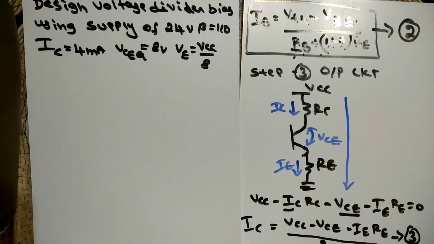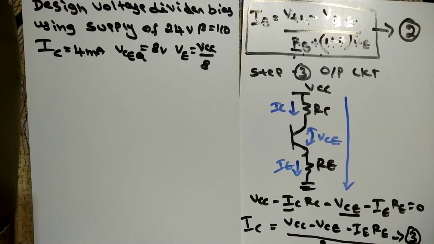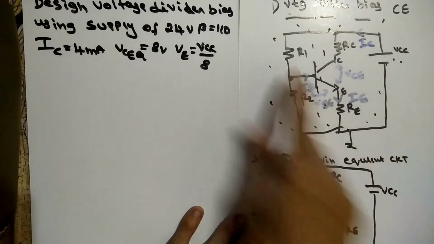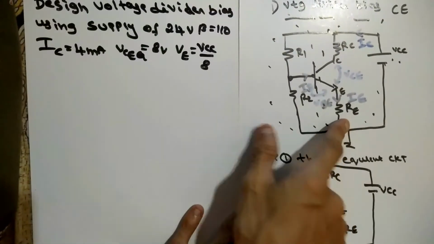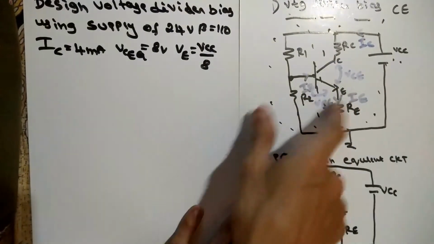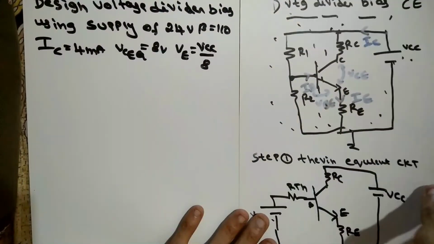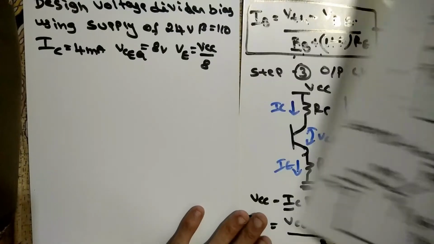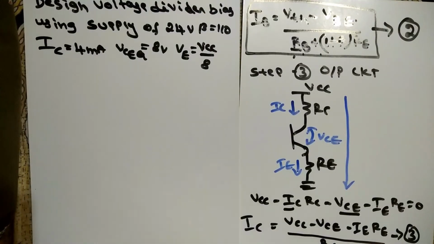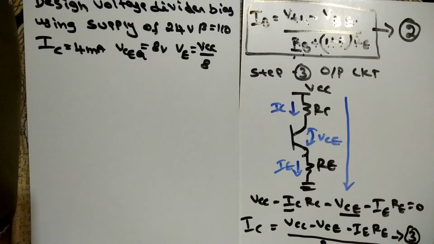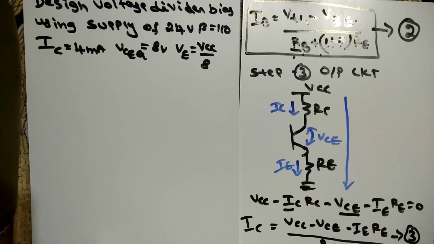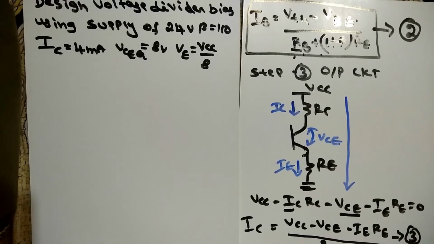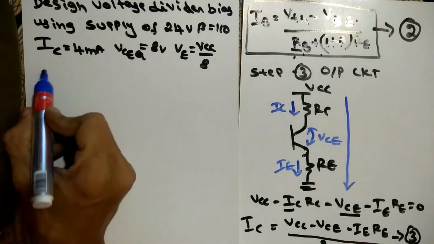So already we know the circuit of the voltage divider bias circuit, and in this particular circuit we have R1, R2, RC and RE. Design is nothing but we have to find all these resistance values. So we can find out the resistances one by one, and after that we can make the circuit diagram and write the answer. To find any resistance value we have to find the current values first. So first we go for step 1, finding current values.